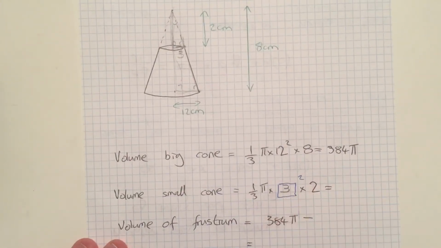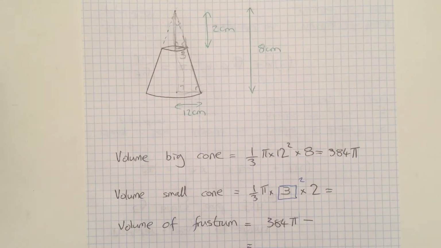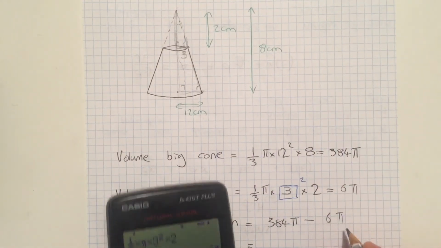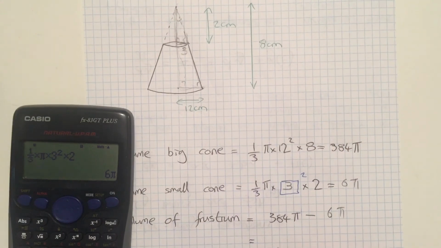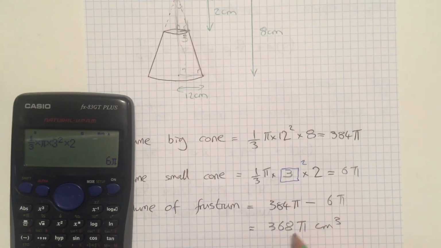So this is 3. And now I can go through the same process as before. So I can do 1/3 times pi times 3 squared times 2, which gives 6 pi. And now I can take them away like we did before. So 384 pi take away 6 pi is 378 pi. And the units are centimetres cubed.